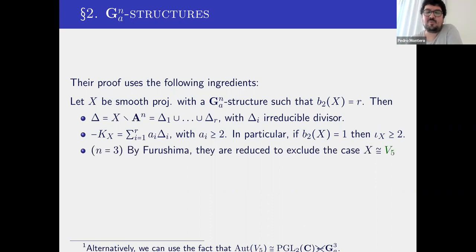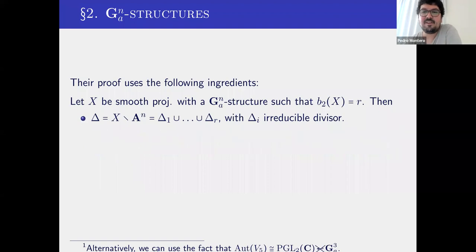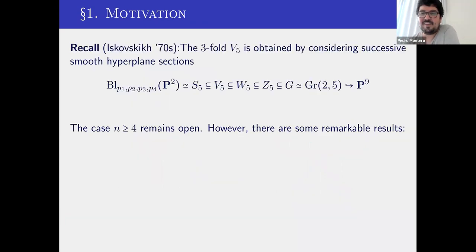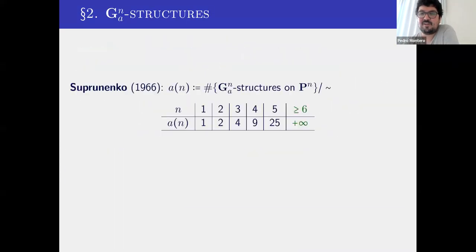Now, the proof. Well, we know the Fukushima classification. We know the compactifications of the affine space, right? Let me just go back very quickly. Here. They are classified by the Fano index, 4, 3, 2, 1. And as I already told you, you don't need to look at the index one case because the equivariant compactifications have index 2, 3, or 4. The index 3 and 4 are easy. So the only case that you need to treat is actually the case of V5. So let me give you a glimpse of the proof.